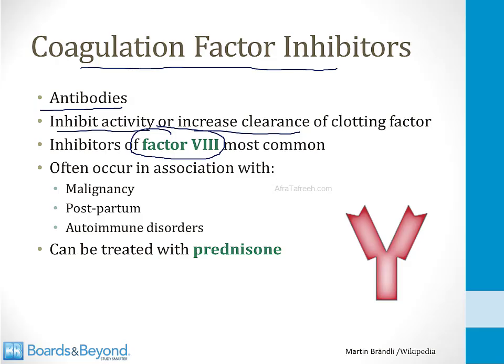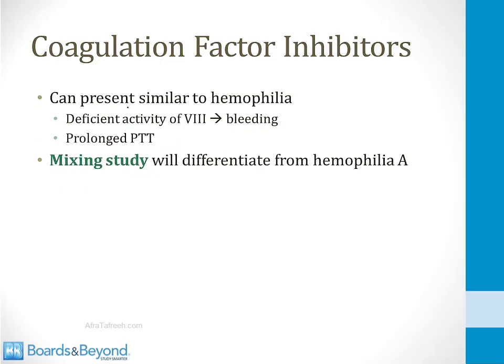These often occur in association with certain conditions, so they can occur in association with malignancy or autoimmune disorders. In either of these conditions, there are lots of antibodies that can potentially develop as a result of the disease. They're also common in the postpartum state. And it's important to distinguish these from hemophilia because unlike hemophilia A, these can be treated with prednisone as an immunosuppressant. So as I said before, the clinical presentation can look just like hemophilia A. There's deficient activity of factor 8. This can lead to bleeding and a prolonged PTT.